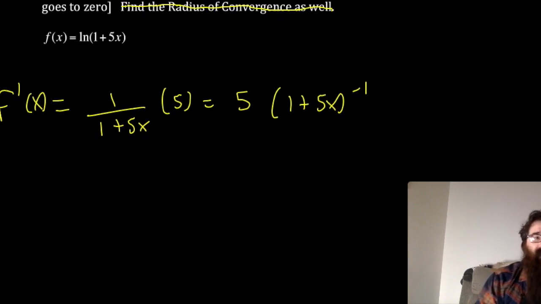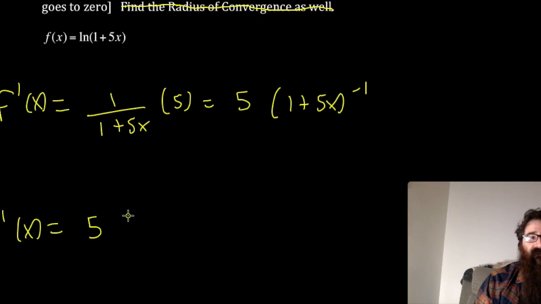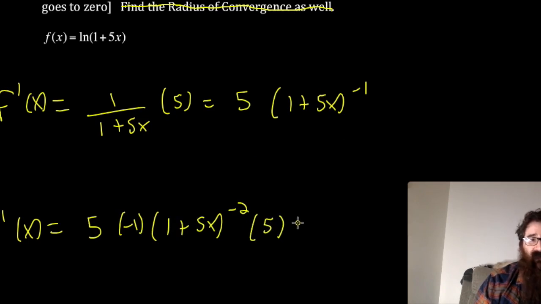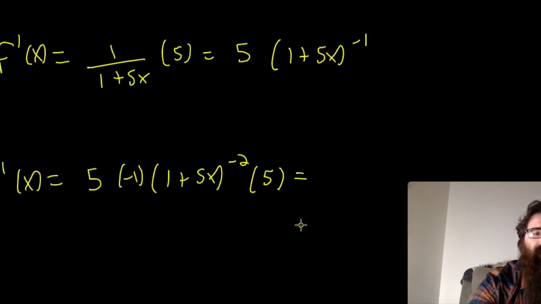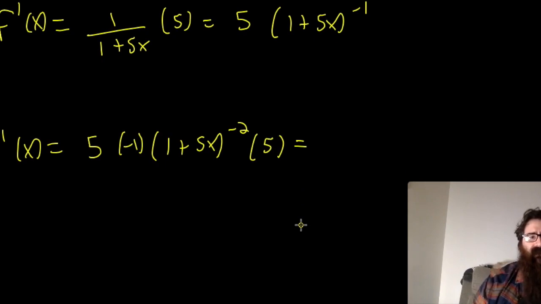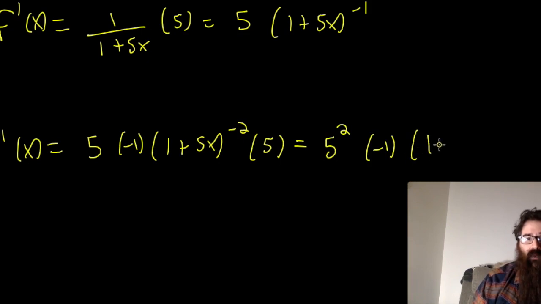And then I can go ahead and find my second order derivative. So I'll say, okay, well now 5 comes along as this coefficient. Derivative of stuff to the minus 1 is minus 1 times 1 plus 5x all to the power of minus 2 times the inner derivative, which is 5. And I don't want to multiply this out, but I do want to collect as best as I can. So here I would say I have 5 times 5. Maybe not a bad idea to write that as a 5 squared. And then I have this negative 1 times 1 plus 5x to the power of minus 2. And I can move on to my third order derivative.